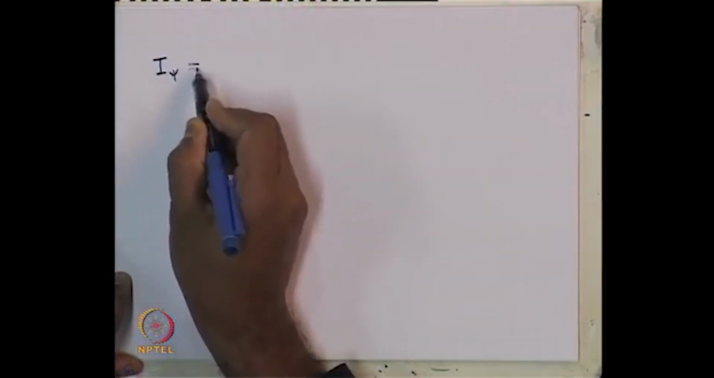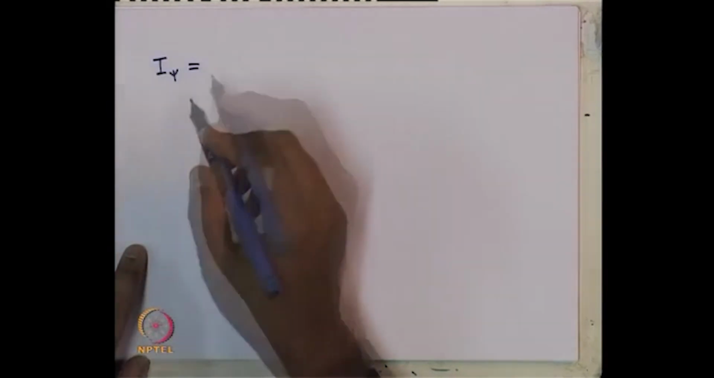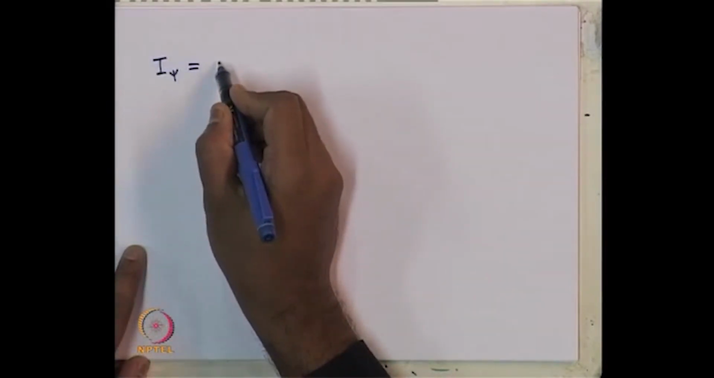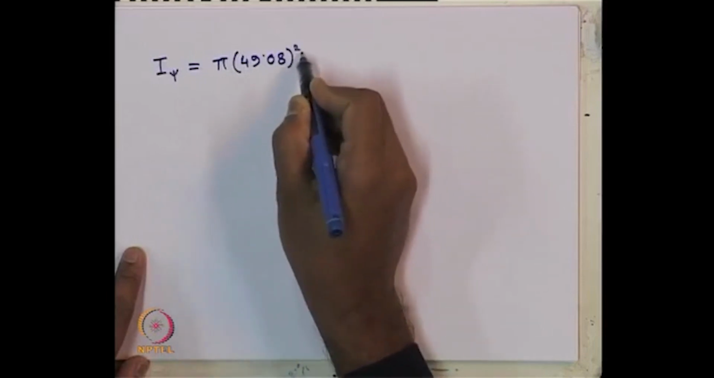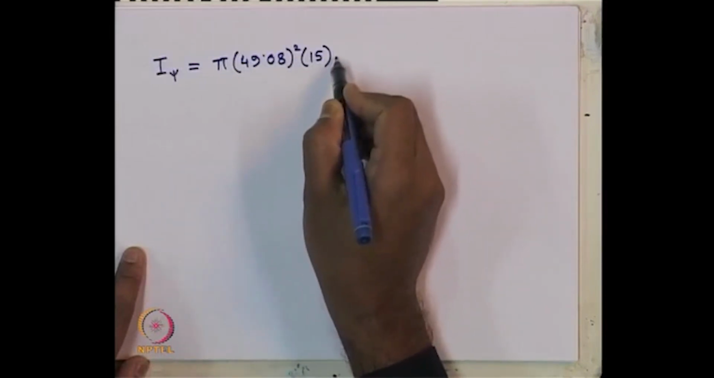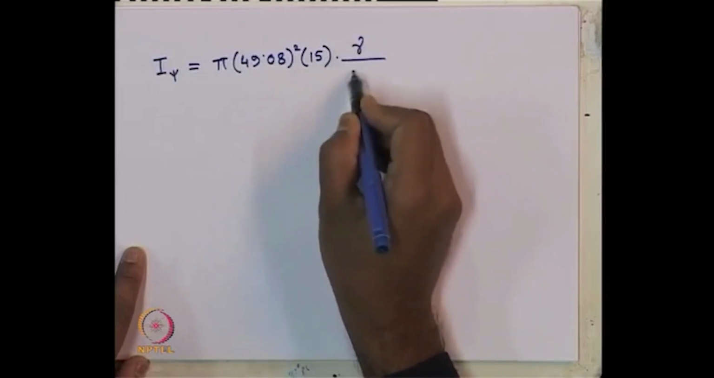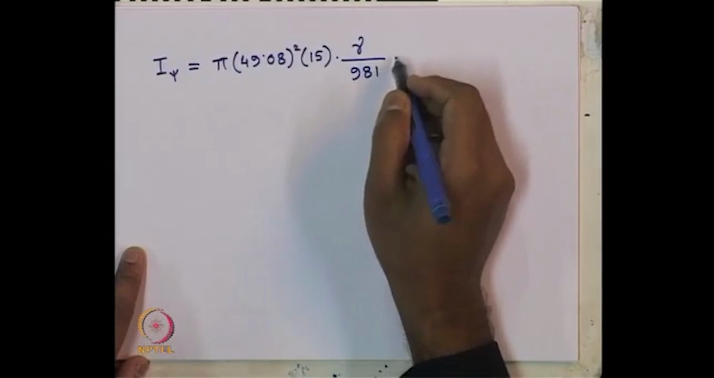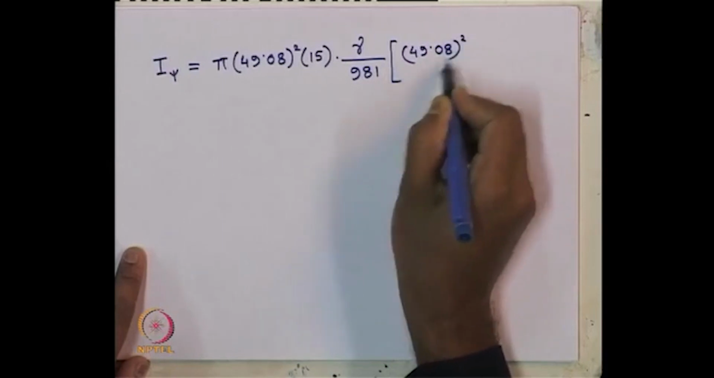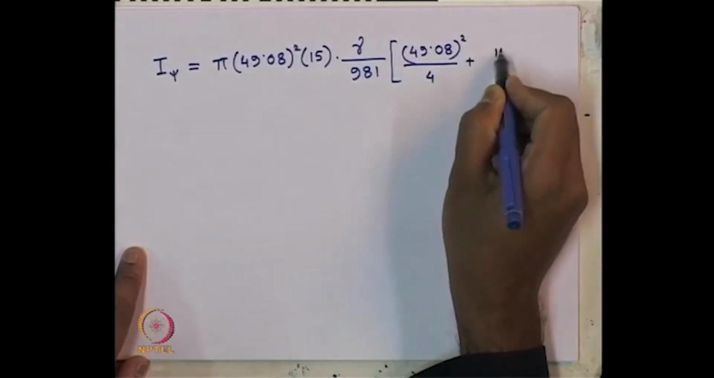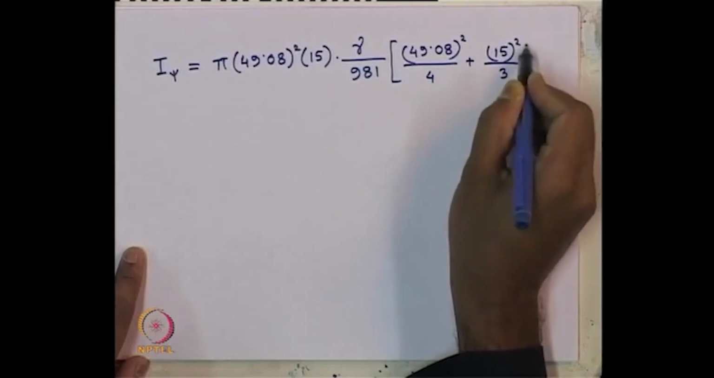Now, next let us calculate I psi also, because that will be required later on, that is mass moment of inertia. I have already given the expression for I psi, which is pi times 49.08 whole square times 15 times gamma by 981, that is rho, times 49.08 whole square by 4 plus 15 whole square by 3.